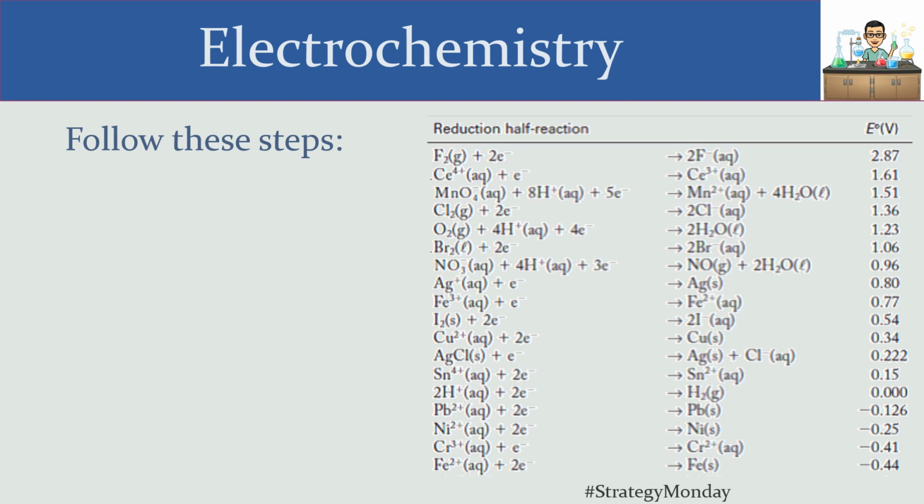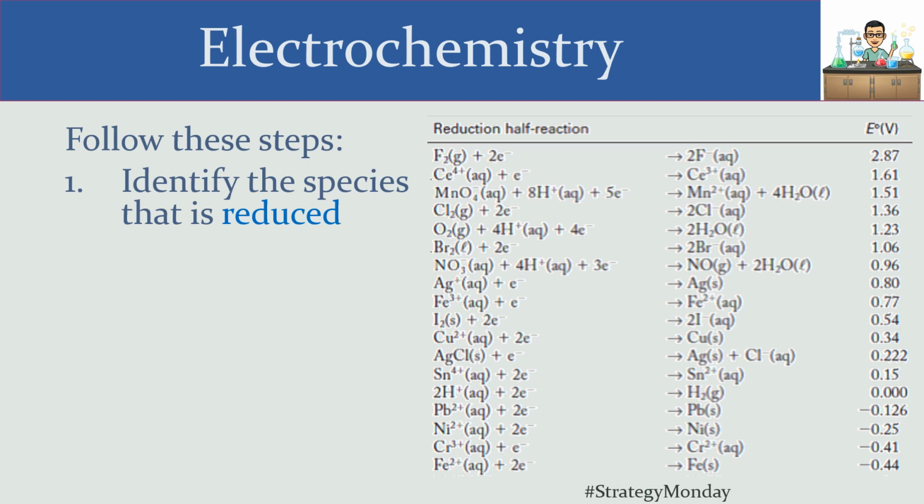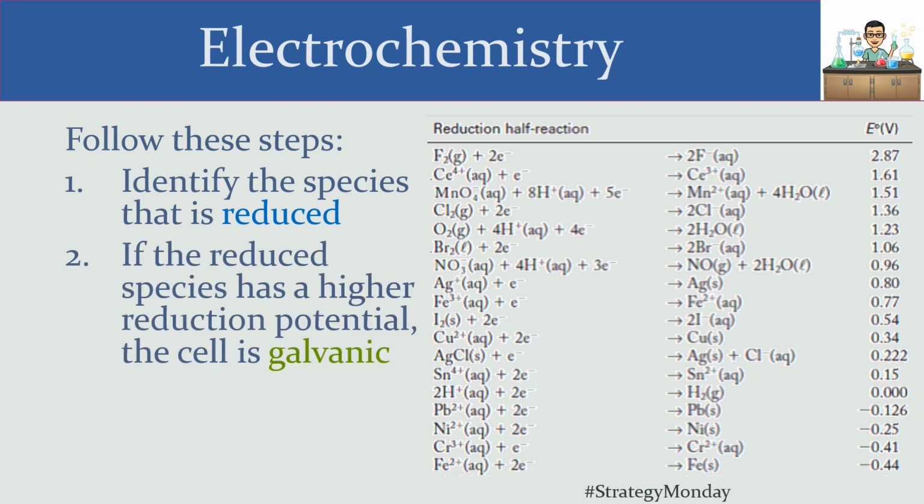So here are the steps we're going to follow. Step 1. We want to identify the species that is actually getting reduced, and we'll use the reduction table in order to do that. And then after we've identified the species that is getting reduced, the next thing we're going to do is we're going to see if it indeed has a higher reduction potential in the table. If the reduced species has a higher reduction potential, it means that the cell is galvanic.